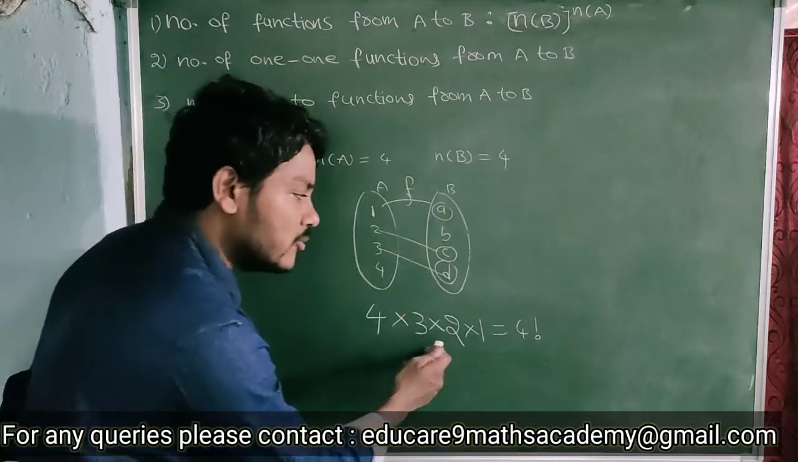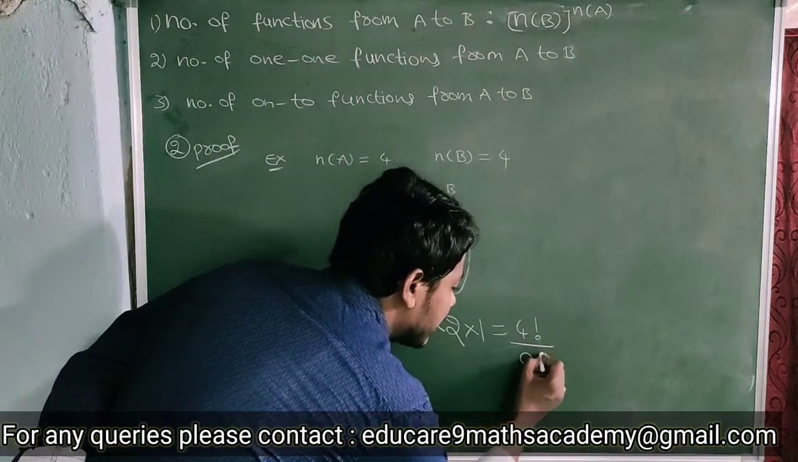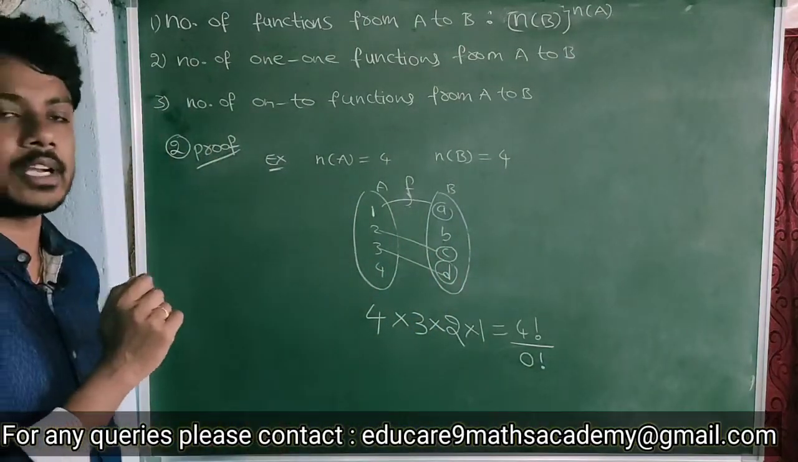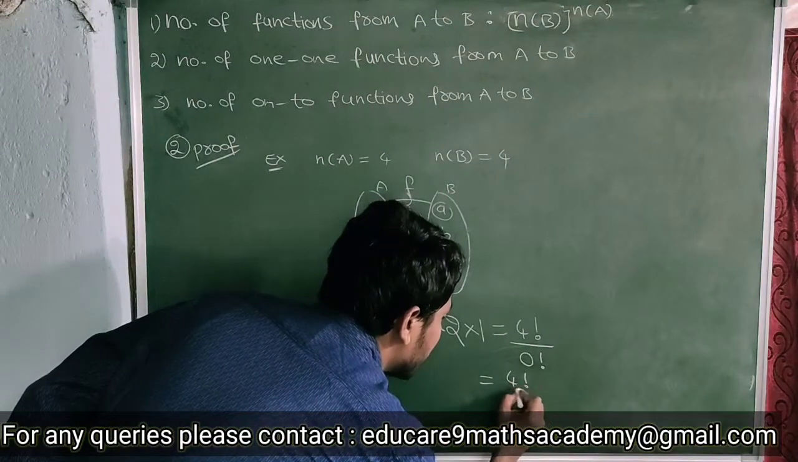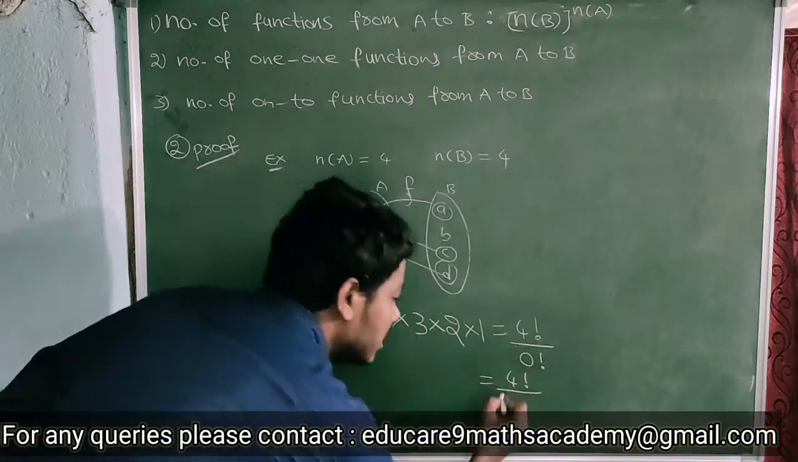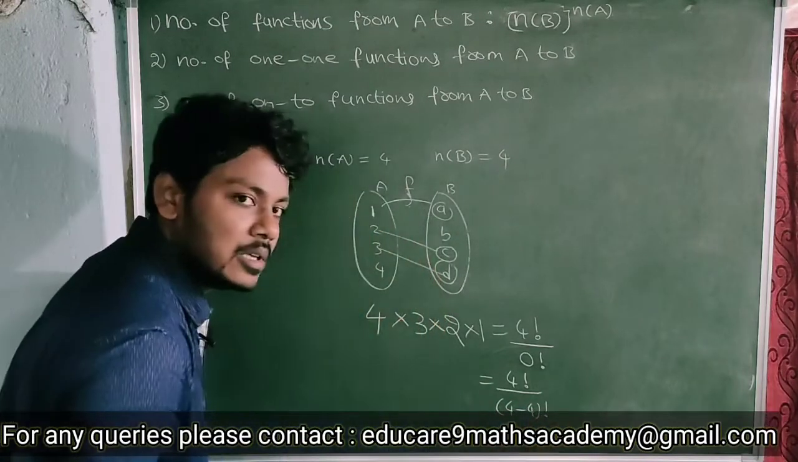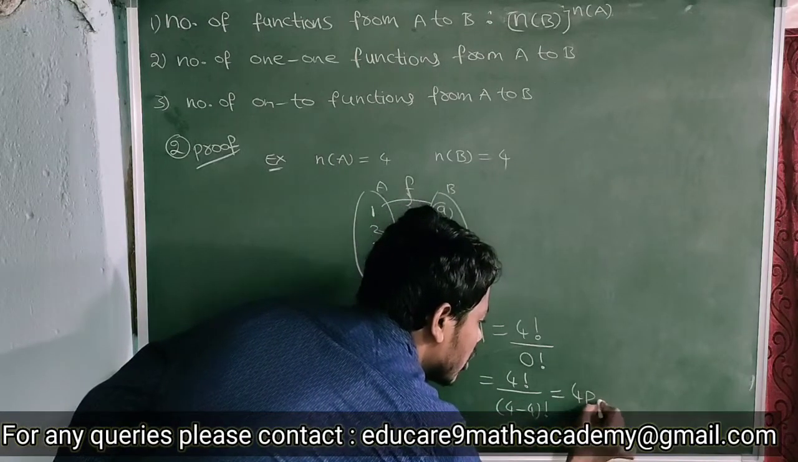So clearly it is 4 factorial divided by, can I write 0 factorial? Because 1 can be written as 0 factorial. Now again this is 4 factorial, so divide by 4 minus 4 factorial. So this can be written simply as 4P4.